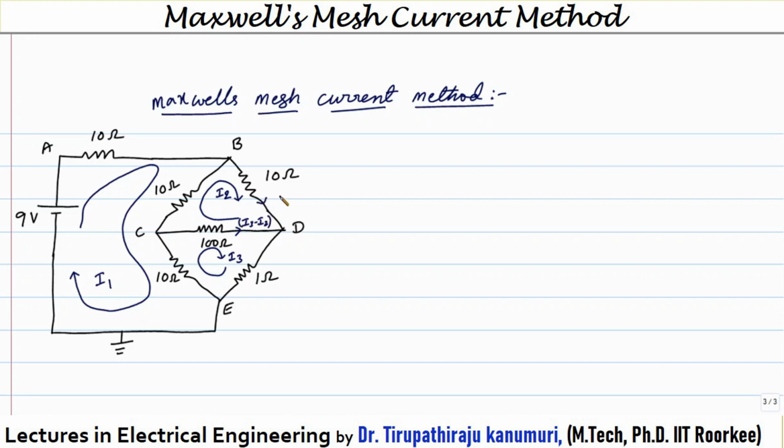Similarly in this branch, it will be I2. Here, I1 is passing downwards and I2 is passing upwards, so this will be I1 minus I2. Through this, I1 is passing. Through this one, I1 is passing downward and I3 is passing upwards, so this will be I1 minus I3. The current passing through this one will be I3, because only I3 is passing through it. So let us try to find the currents I1, I2 and I3.